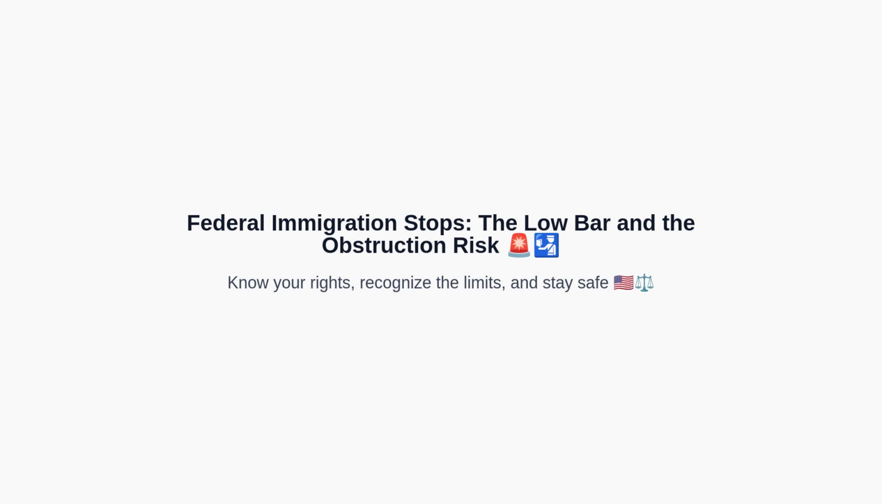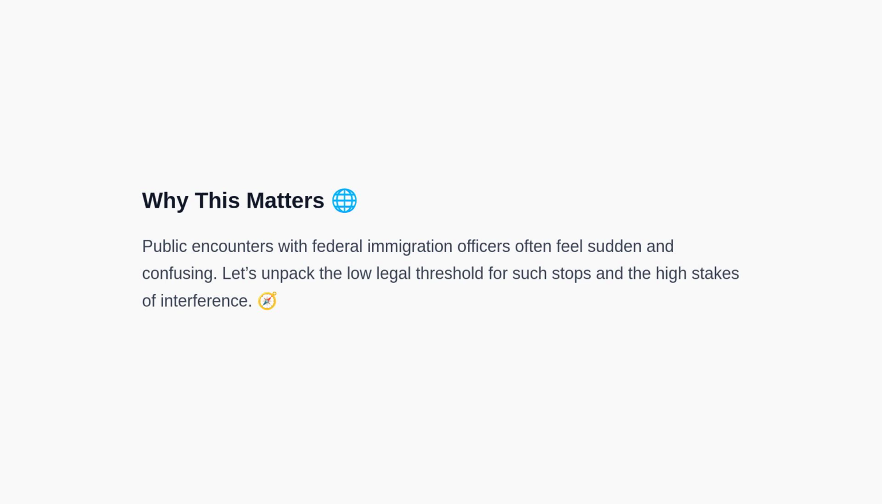Let's begin. Public interactions with federal immigration agencies can be contentious and confusing. Understanding the minimal legal threshold for initiating an encounter and the distinction between consensual interactions, detentions, and arrests is critical. Equally important is understanding the criminal risks associated with interfering in these operations, even when trying to help someone you know. We will explore the legal standards step by step.